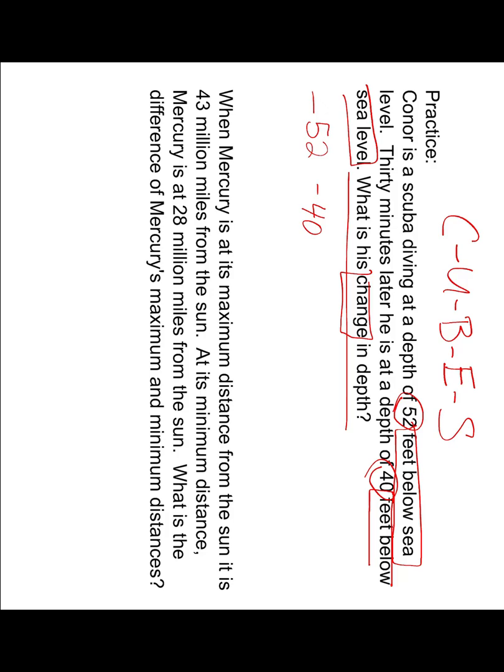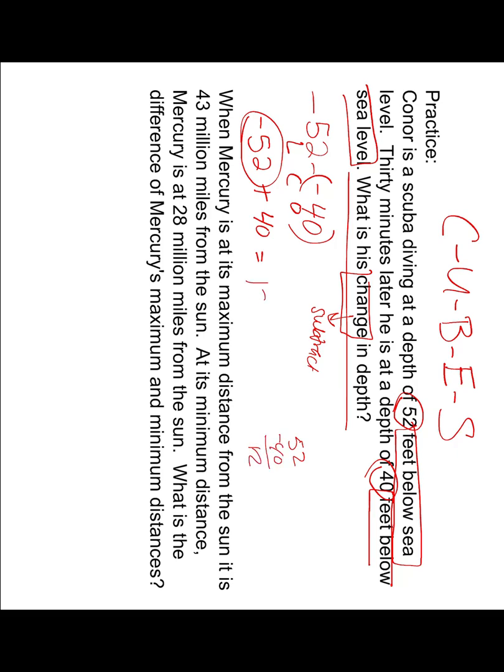We want to figure out his change in depth, so change tells us we need to subtract. So we got negative 52 minus negative 40. LCO, negative 52 plus 40. Circle 52. Subtract: 52 minus 40 gives us 12. Negative 12 feet.